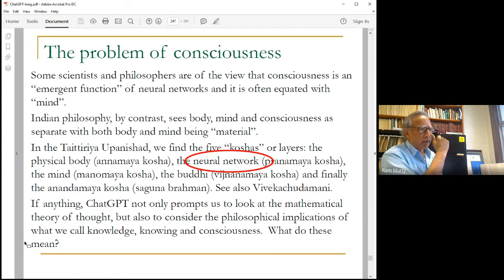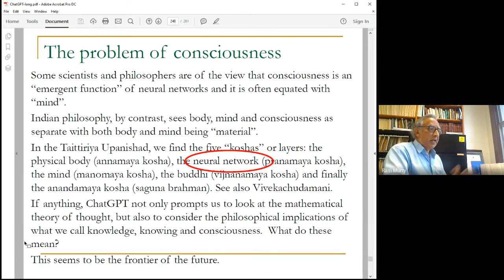If anything, ChatGPT not only prompts us to look at the mathematical theory of thought, but also to consider some of the philosophical implications of what we call knowledge, knowing, and consciousness. What do these mean? These are not easy questions, they're very difficult questions. And pondering over those has been the whole province of Indian philosophy. So now, Indian philosophy finally comes into contact with artificial intelligence. It seems to be the frontier of the future.